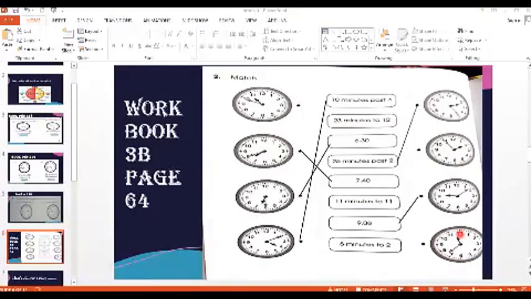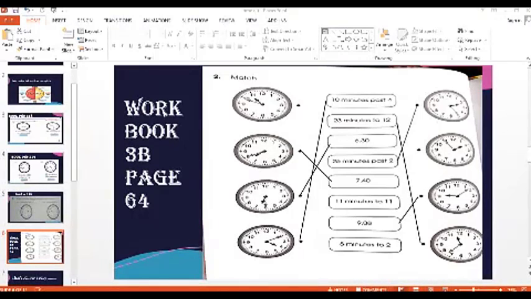23 minutes to 12. Let's take backward steps: 5, 10, 15, 20. Yes, this is the clock. I confirmed it first and then matched it. Please confirm your answers first and then match it. Yes, I matched. Okay, now only 2 clocks are left that we can match.